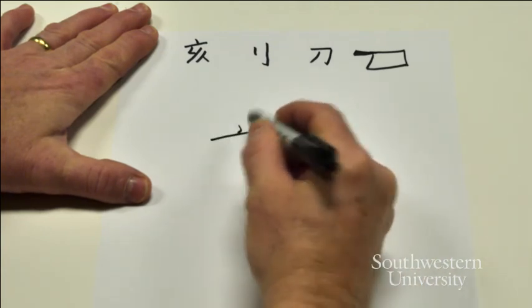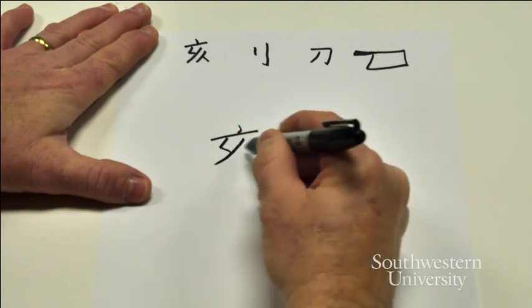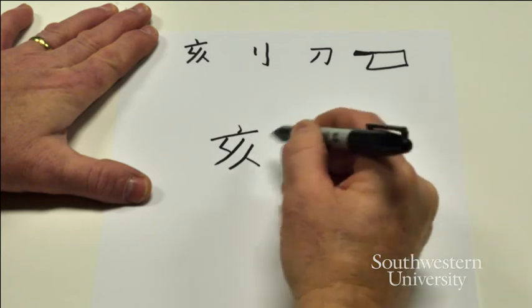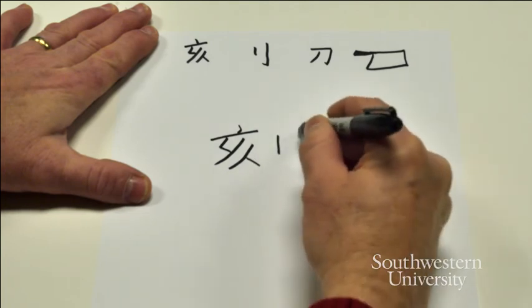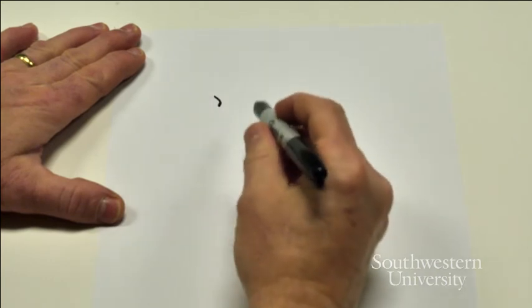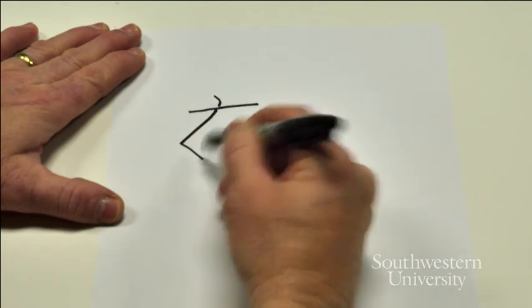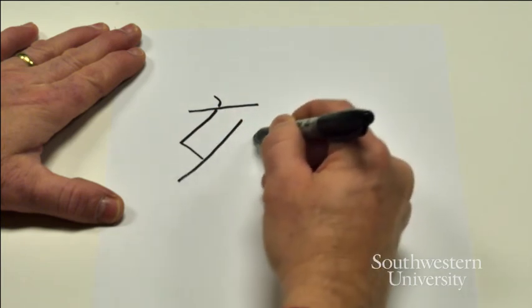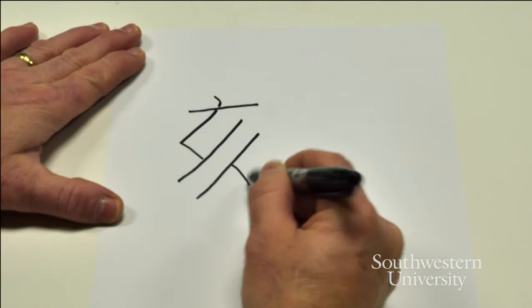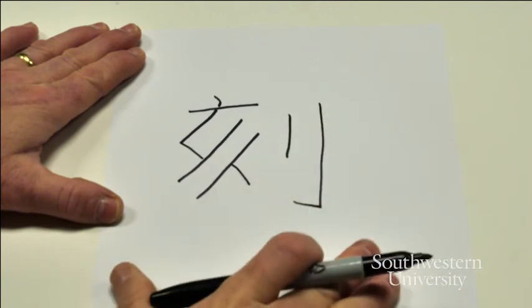Dian, hung, Pie Dian, Pie, Dian, Shu. Shu go. Let me do that again, larger. Dian, hung, Pie Dian, Pie, Dian, Shu. Shu go. Ke.